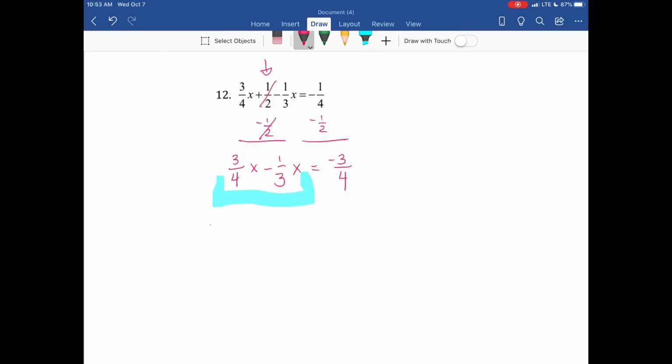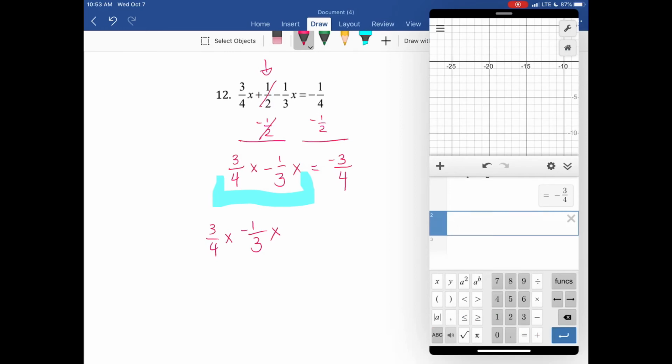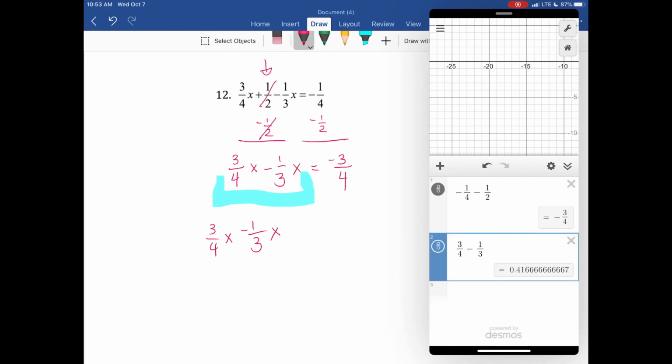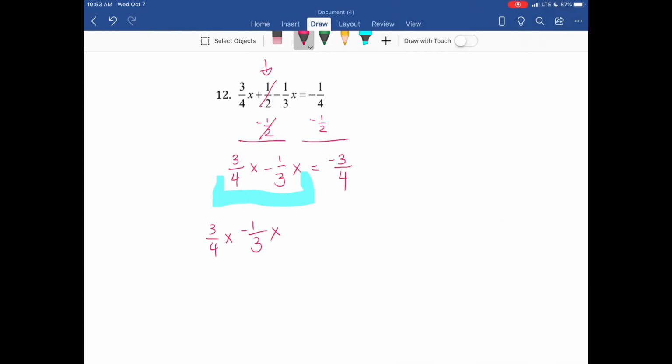So let's see here. I've got 3/4 x minus 1/3 x. I could get a common denominator, or I could use Desmos again. And I could ask, what would 3/4 minus 1/3 leave me with? And that is a messy decimal, but if I ask for the fraction form, that is 5/12. So this cleans up nicely to 5/12 x equals negative 3/4.